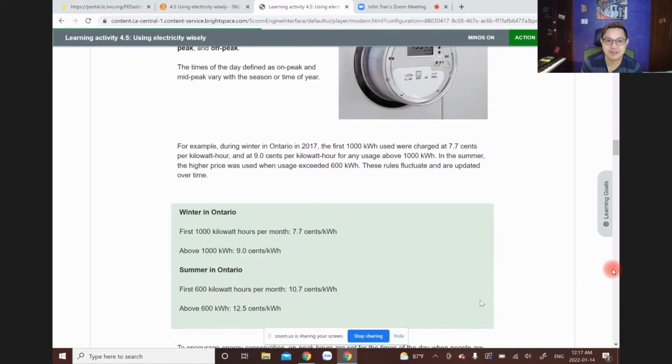Persuade and dissuade are different. It's like opposite. Persuade people to not use that much electricity. So that's why for more than 1,000 kilowatt hours, the price increases to 9.0 cents per kilowatt hour.